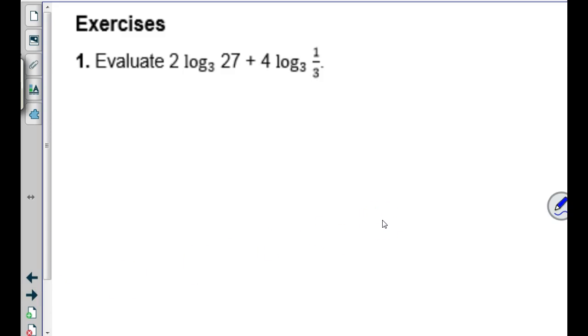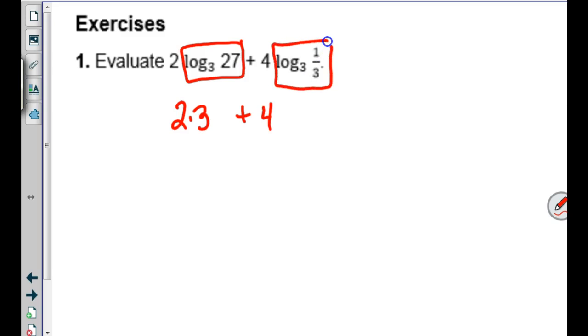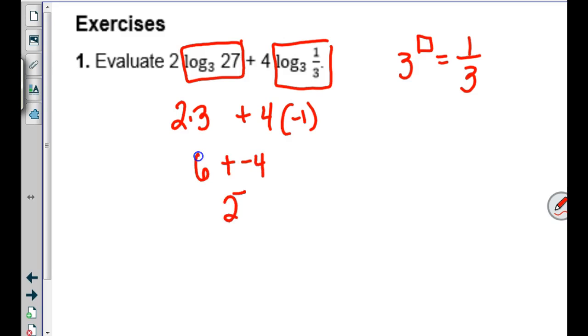All right. So what about this one? You have this one. Can you evaluate this? 3 to what power is 27? Okay, so we have 2 times 3 plus 4 times, anybody know? 3 to what power would make it 1/3? Is 3 squared 1/3? Is 3 to the 3rd 1/3? Yeah, it just moved to the denominator, right? So it's just -1. So we have 6 plus -4 is 2.